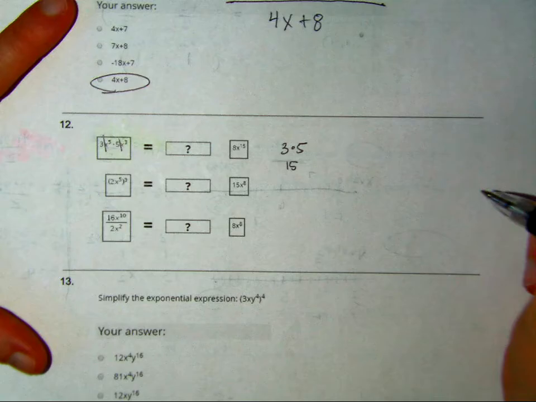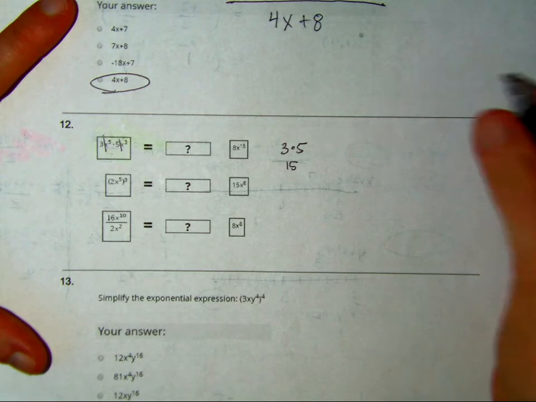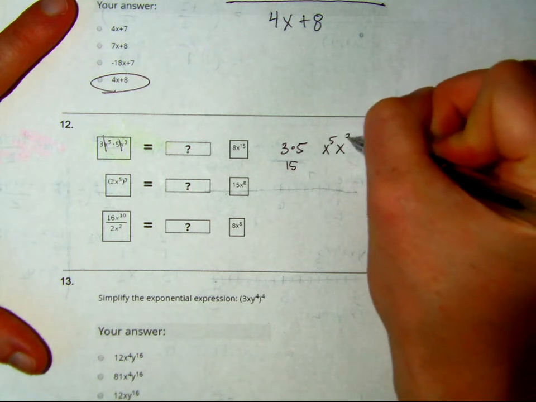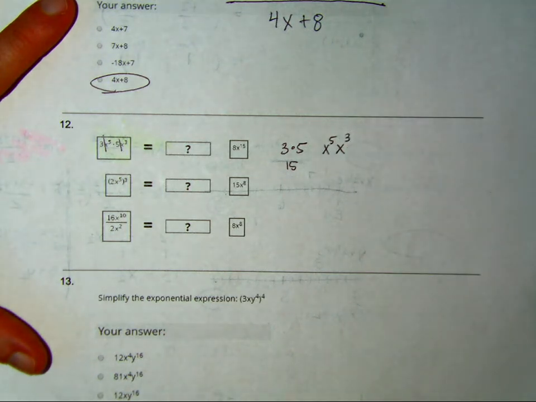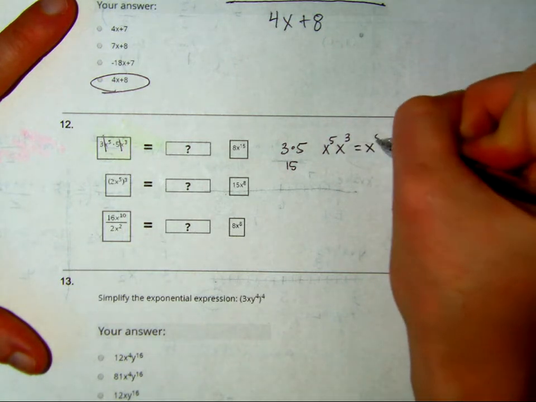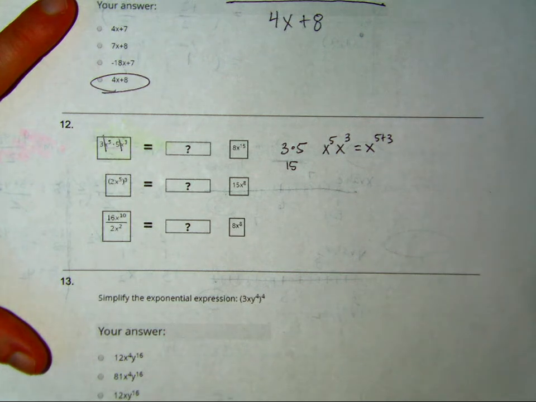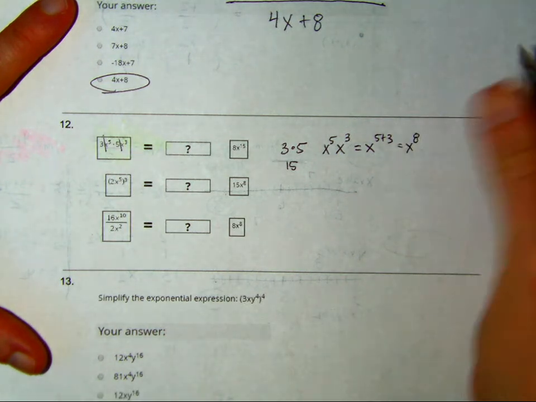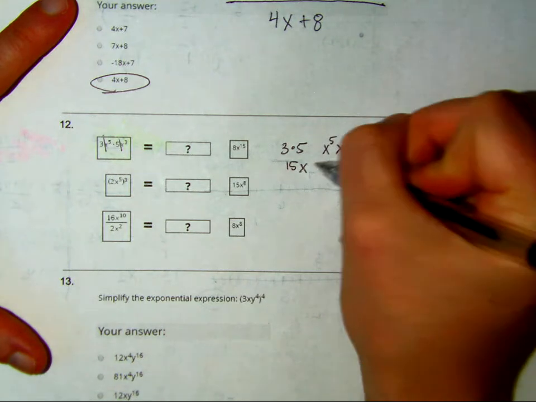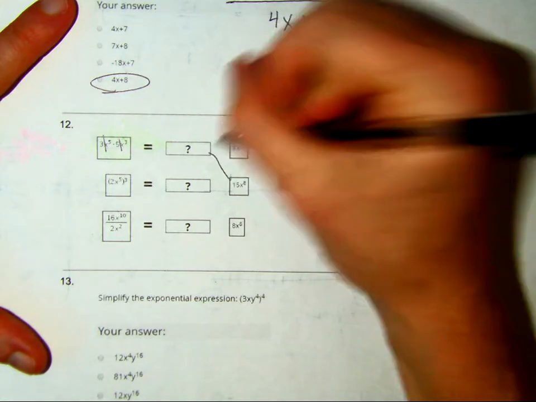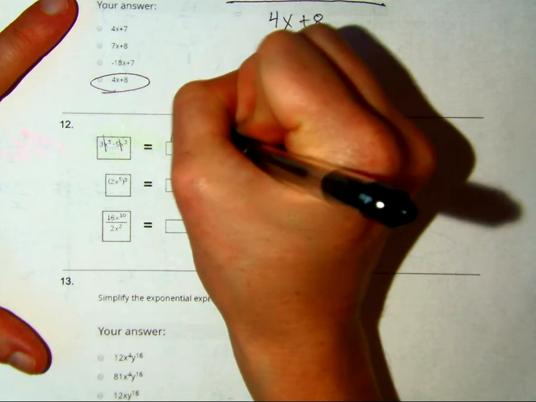And then we can multiply x to the 5th times x to the 3rd. When we multiply numbers with variables with the same base or numbers, we add our exponent, so that's x to the 5 plus 3, which equals x to the 8th. So it's going to be 15x to the 8th. Okay, so this one matches. 15x to the 8th.